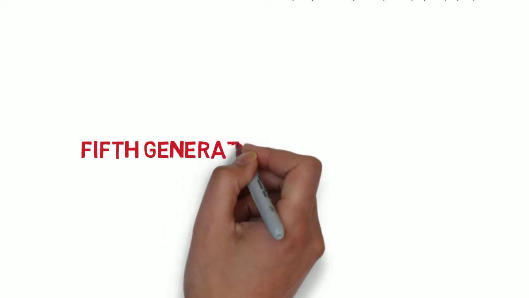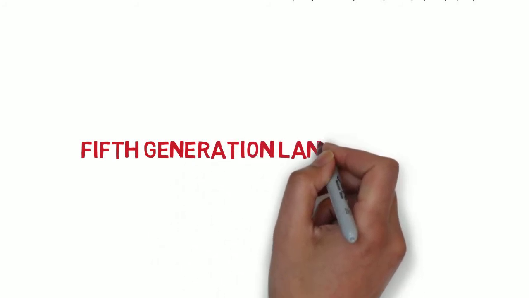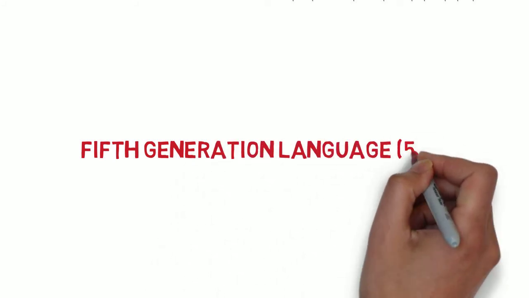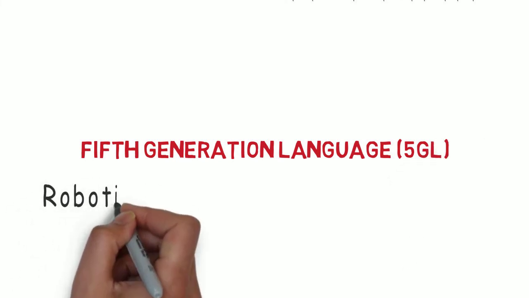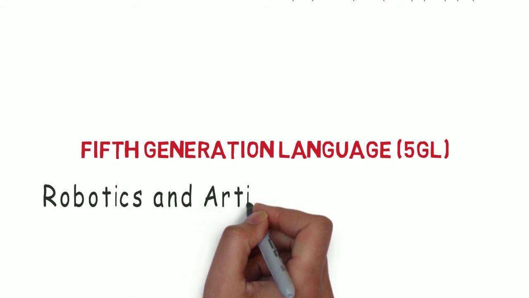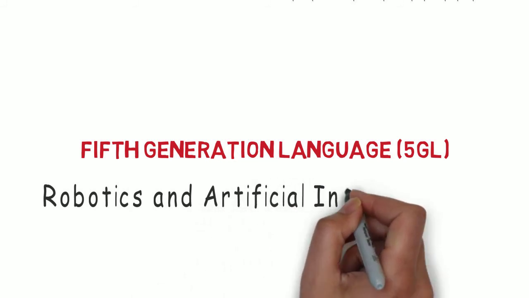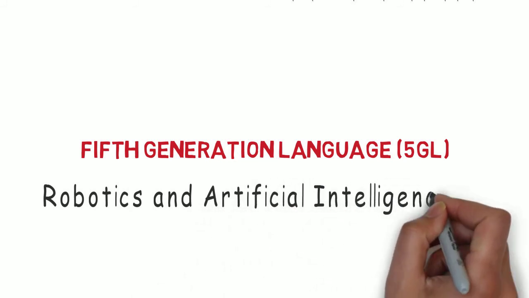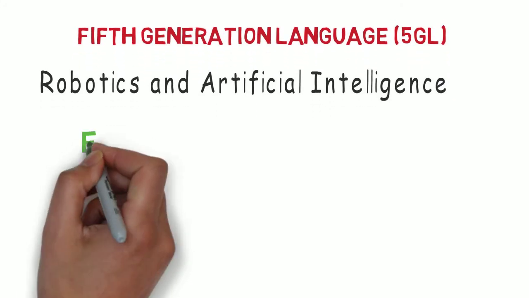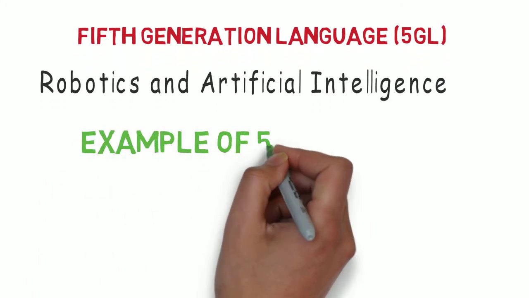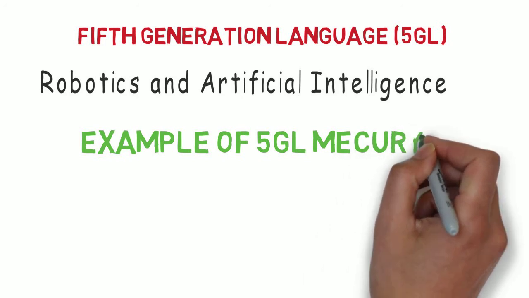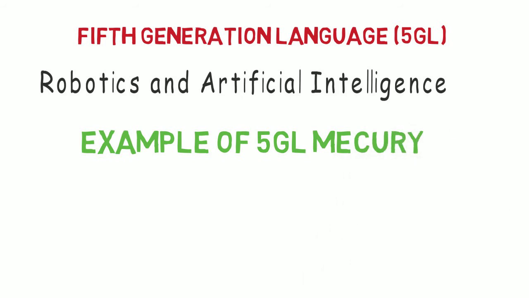So, with this said and done, we have another known as the fifth generation computer language, which is based on robotics and artificial intelligence. So far, many attempts at developing fifth generation computer languages have failed, but a good example of a fifth generation computer language is Mercury.